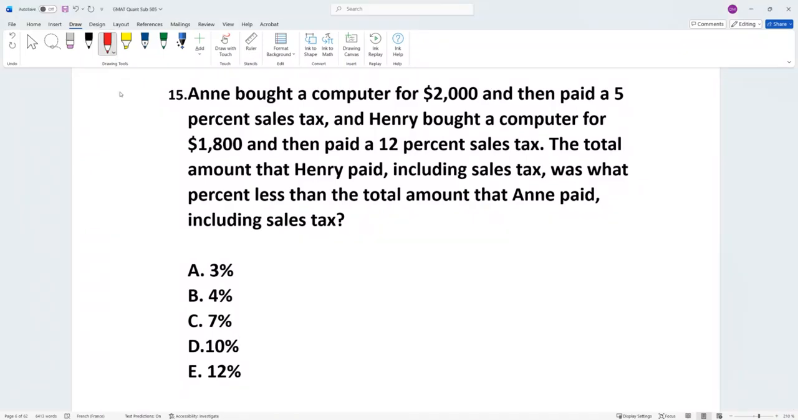Okay. So we are going to call it P1. Let P1 be equal to 2,000, which is the price that Anne paid for the computer without the sales tax.